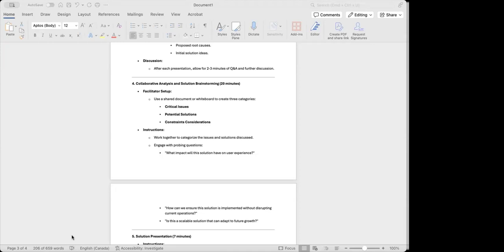Does anyone want to add something to this? No, now we have covered all the three issues, I think. Yep, and it's a scalable solution that can adapt to the future.